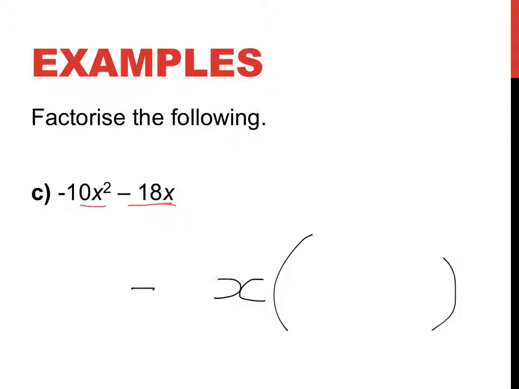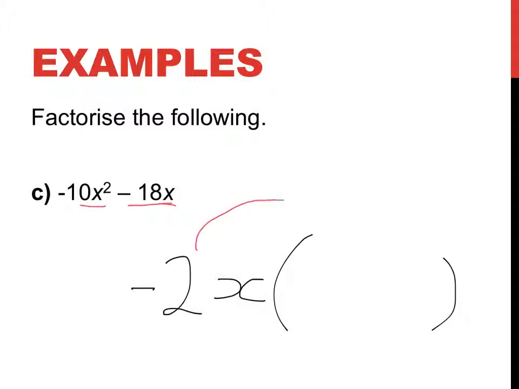Highest number that goes into 10 and 18. 1 does, yep. 2 does, yep. 3 does, nope. 4 doesn't, nope. 5 doesn't, yeah, 5 goes into 10, not 18. 6 goes into 18, not 10. 7, 8, 9. Okay, it's looking like 2. Okay, see how I counted all the way up? I did my thinking out loud. So negative 2x goes on the outside of my brackets.